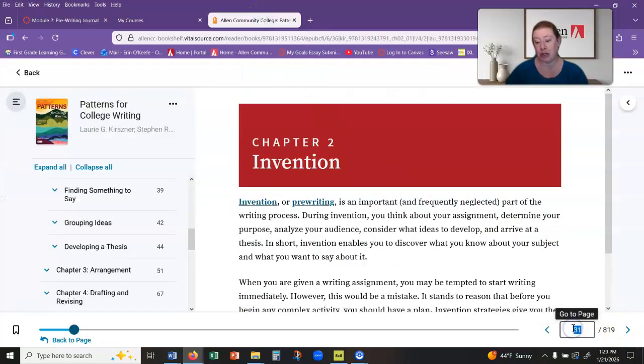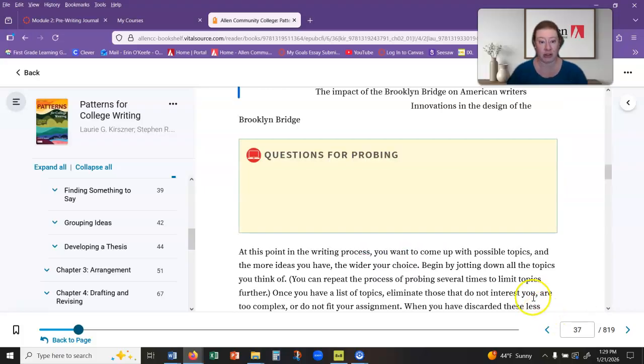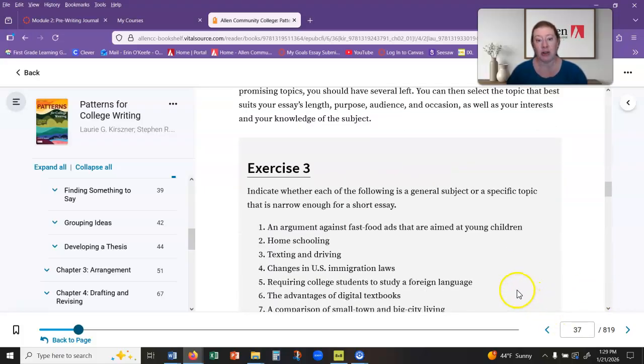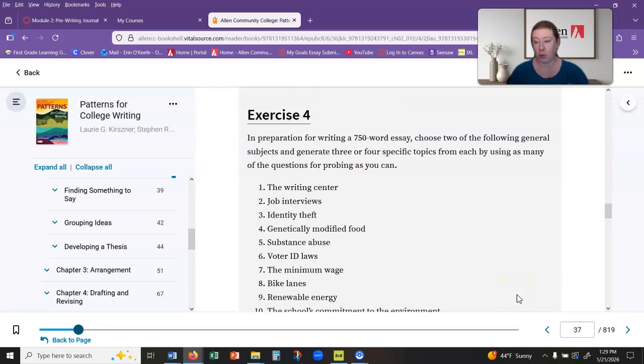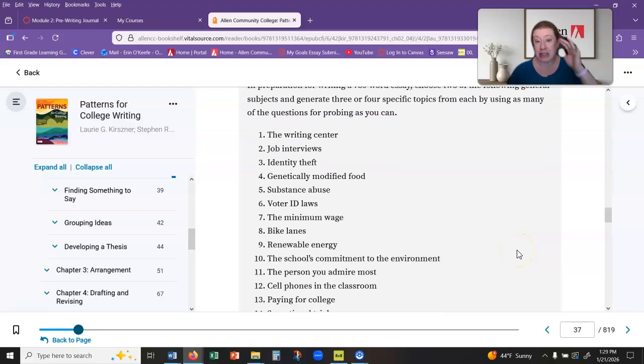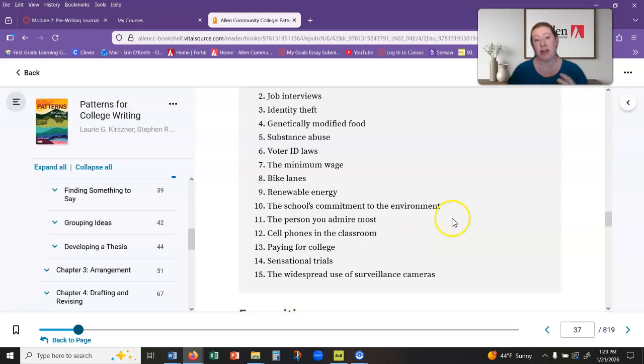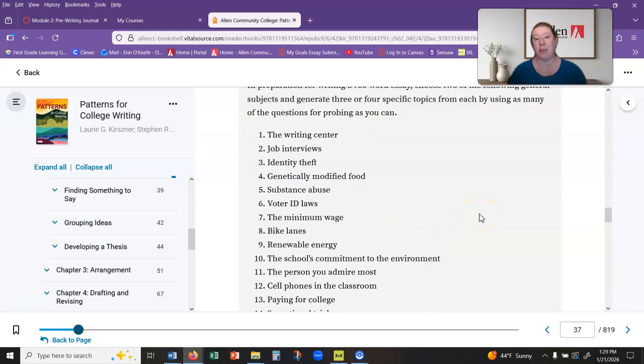Starting on page 37 is the first exercise that we're going to be looking at. So we're looking at exercise 4. We're kind of starting in the middle of the exercises for a reason. So pretend like you're writing an essay, and you need to pick some of the topics off of this list. So 3 or 4 of these specific topics that you could write an essay about. I would pick something that you have a little bit of understanding of or some personal experience with. That way it just makes it easier to write about.